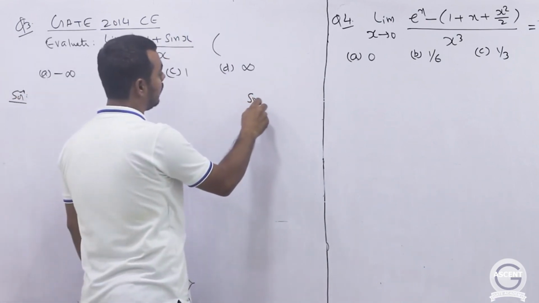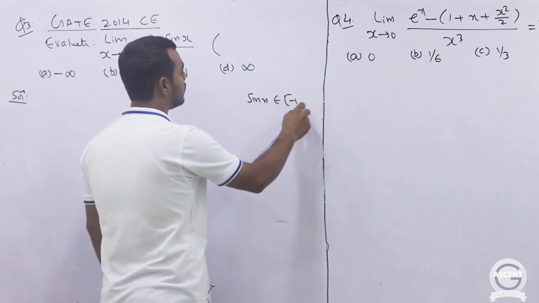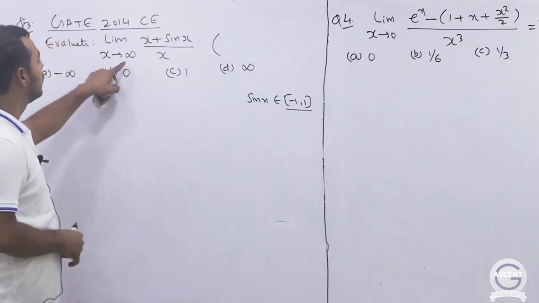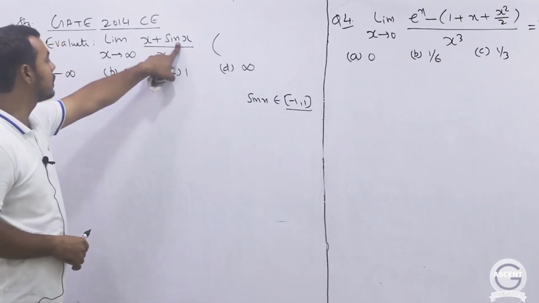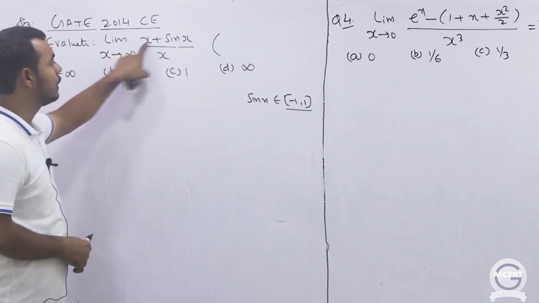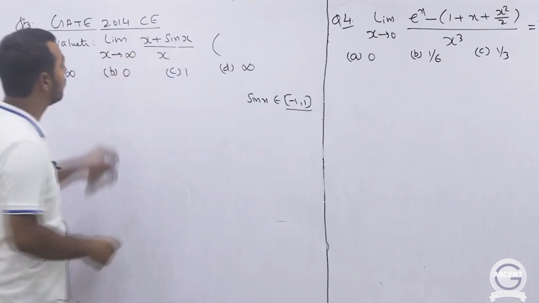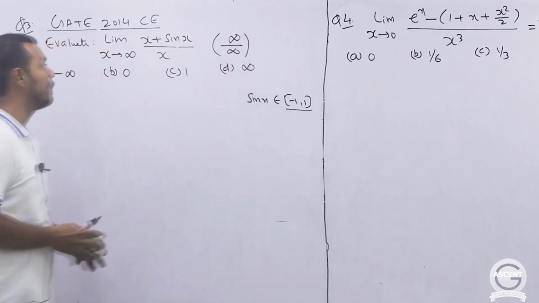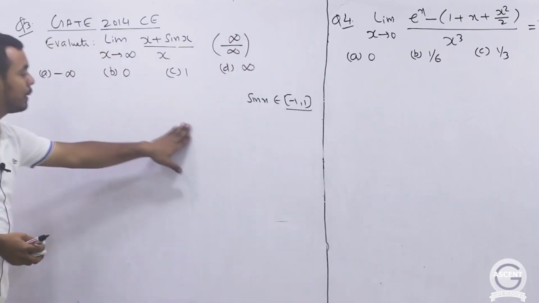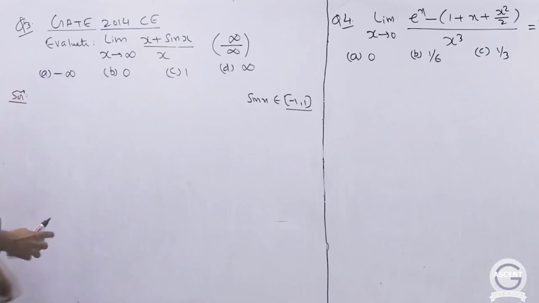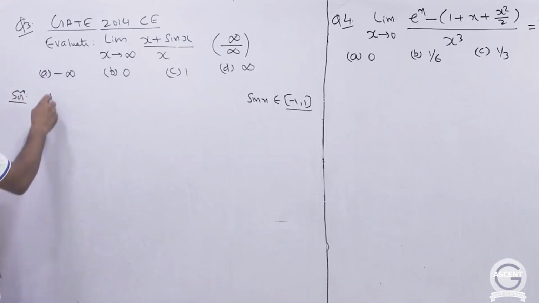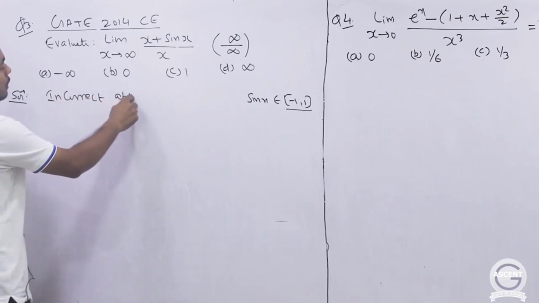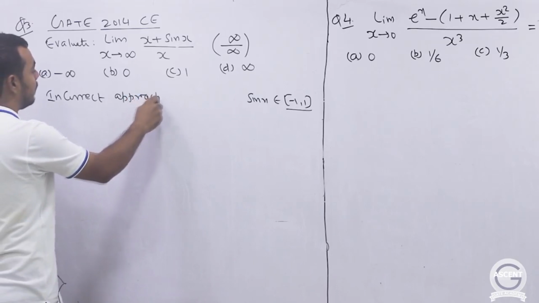Okay, we all know that sine x always lies in the interval -1 to +1, including -1 and +1. So this will be a number between -1 and +1. This will be infinity plus finite, infinity by infinity. So this is an infinity by infinity indeterminate form. Okay, so here L'Hopital rule can be applied, but there is one problem with L'Hopital rule. So first let us see what is the incorrect approach, or what is the problem with this L'Hopital rule.